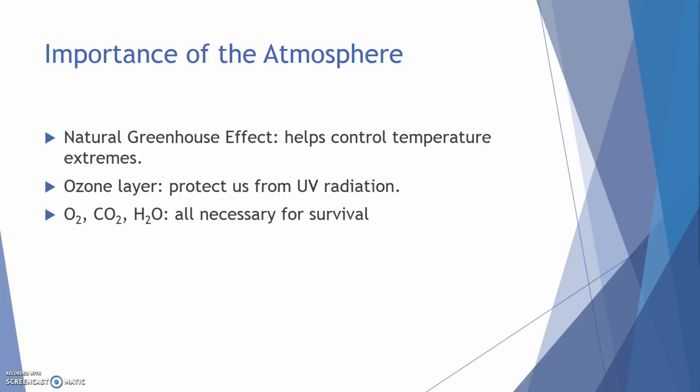Some of the other compounds and molecules present in the atmosphere: O2, CO2, H2O, so oxygen gas, carbon dioxide gas, and water vapor. All of these are necessary for survival, right? We know that oxygen is needed for animals and plants to survive. Oxygen is needed for humans and animals to survive. Carbon dioxide for plants. Water, we all drink water. It's also a necessary component of the water cycle, right?